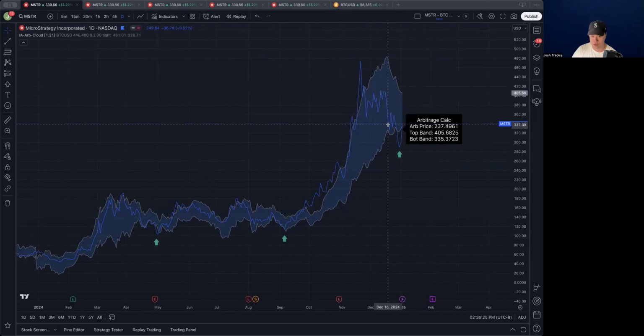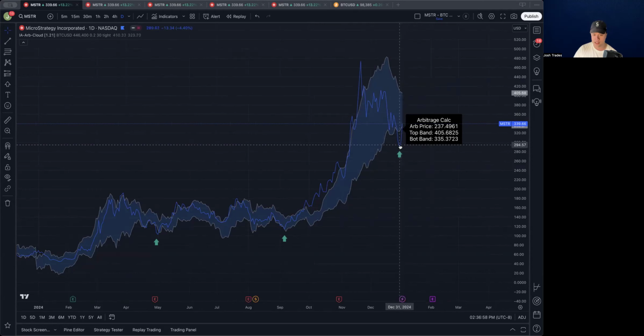What is the ARB Cloud tool? The ARB Cloud tool estimates the fair value of an asset between co-integrated assets. So in this case, MicroStrategy and Bitcoin. And what the ARB Cloud model does is it tries to estimate the fair value of MicroStrategy based off of its Bitcoin holdings. So the top band would represent areas where MicroStrategy is possibly trading too rich or overvalued, and the bottom band would be areas of undervaluation.